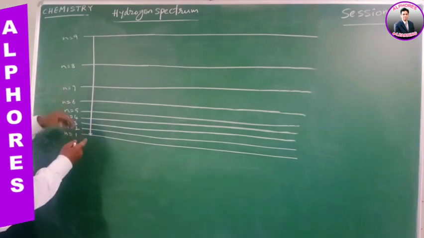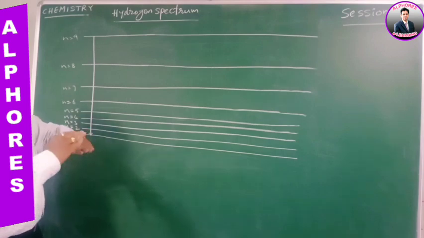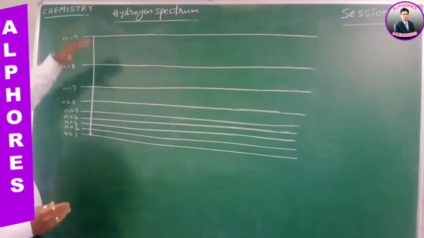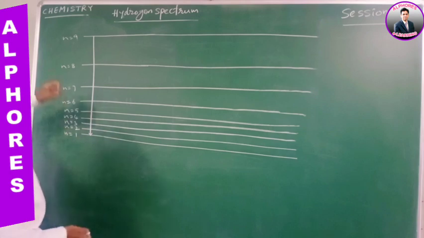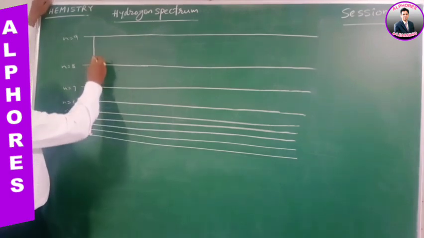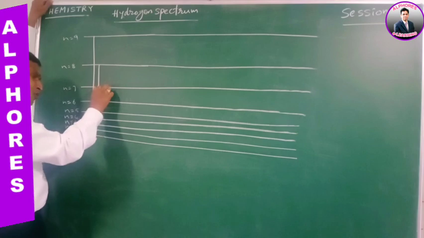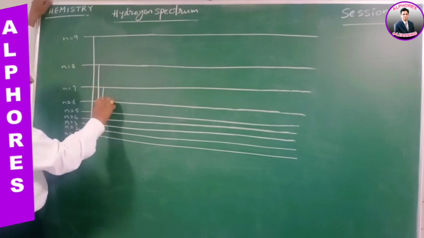So where is it coming? It is coming down to the first orbit. Above the first orbit, all levels we can consider as excited levels. So when the excited electron jumps, that is, the transition takes place from higher energy levels to the first energy level.